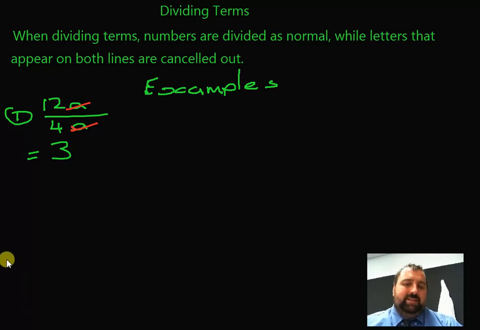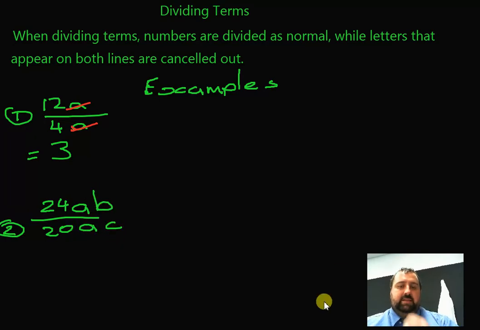Alright, if things get a little bit tougher, let's look at one a little bit tougher. 24AB over 20AC. Alright, so 24 and 20. Now if I divide both of these by 4, this is going to cancel down to 6, and this is going to cancel down to 5.